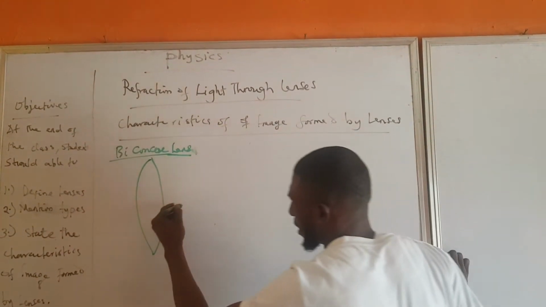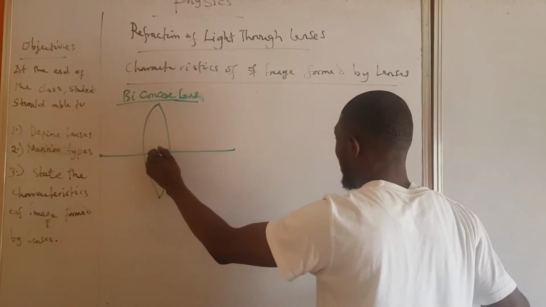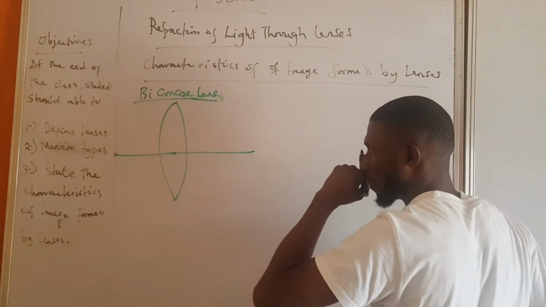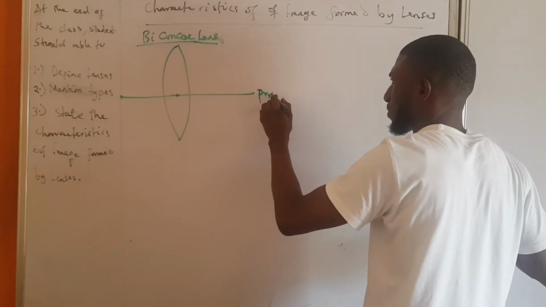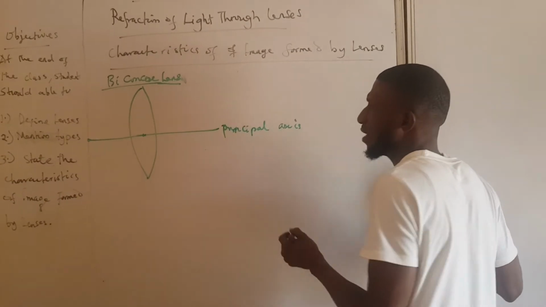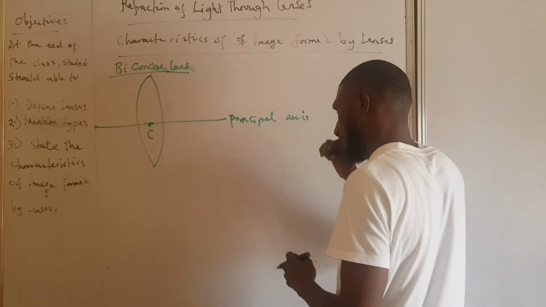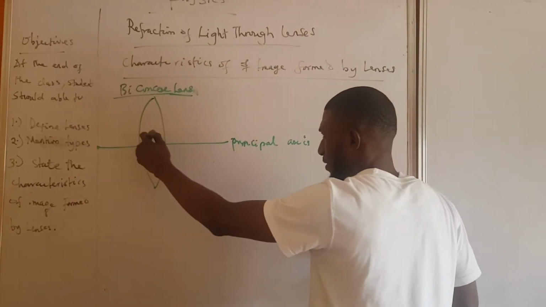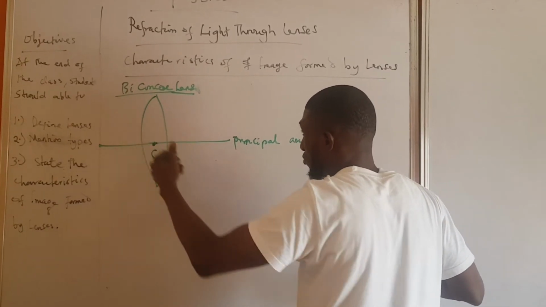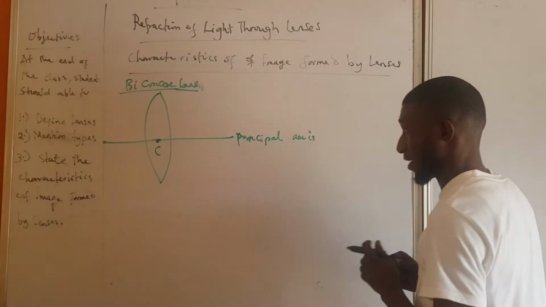Principal axis is those rays that pass through the center. It comes from the curvature and to the lens. Any ray from the lens to the curvature is known as the principal axis. Another thing that is very important is the optical center. Any ray that passes through this optical center is not going to be deviated. You are just going to move parallel like that.